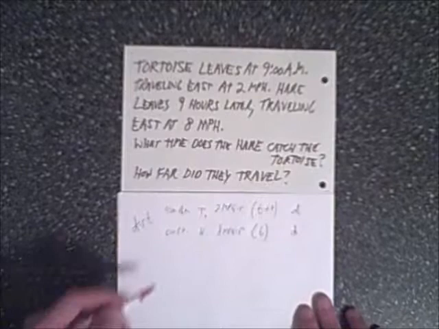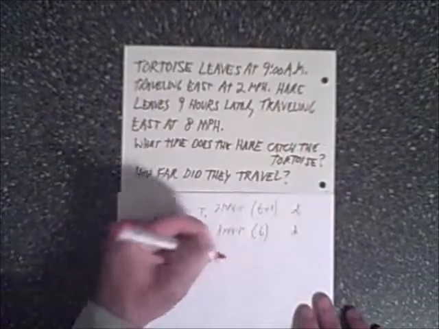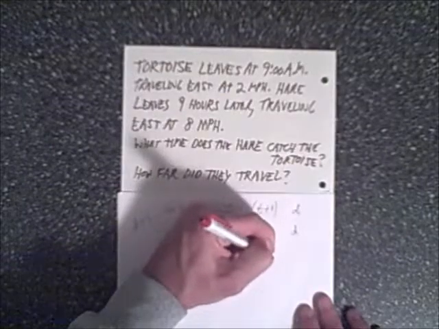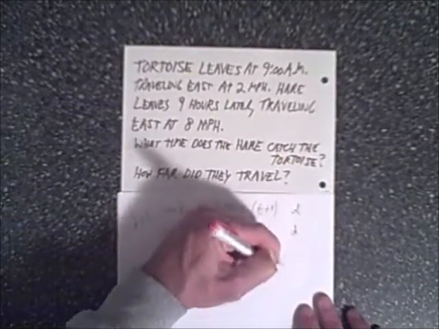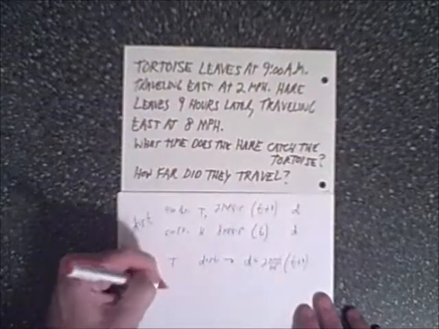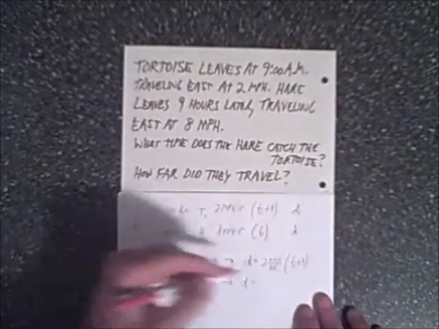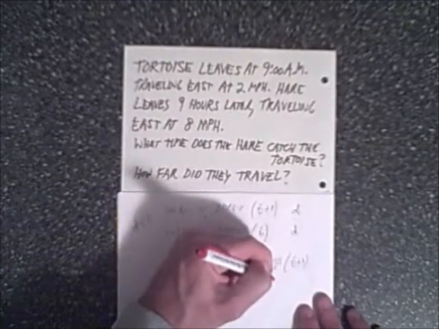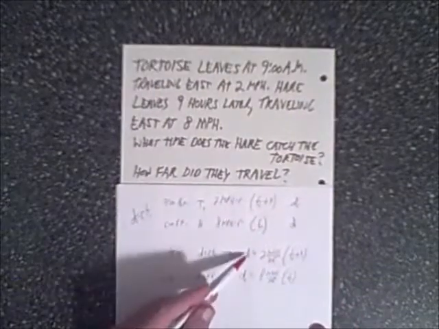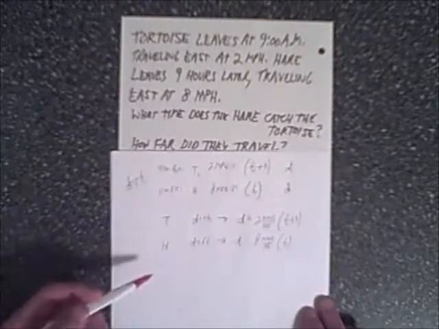So let's set up the equation. For the tortoise, distance equals rate times time. This is the tortoise. So distance, we don't know what it is. The rate will be 2 miles per hour times the time, which is T plus 9. And for the hare, distance equals rate times time. The distance is equal to the rate, which is 8 miles per hour, times the time. And luckily, notice the distance is a common variable. So we can just set these equal to each other because they're going to go the same distance.